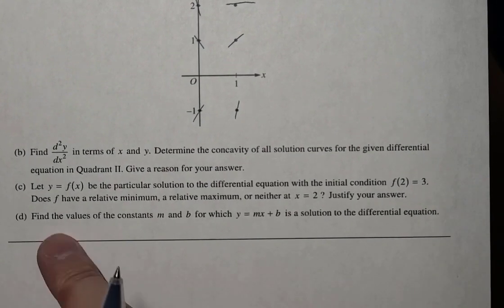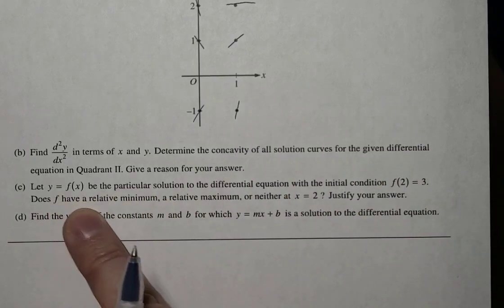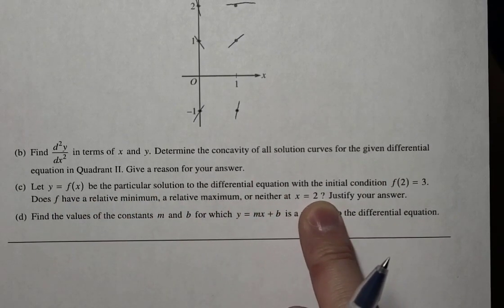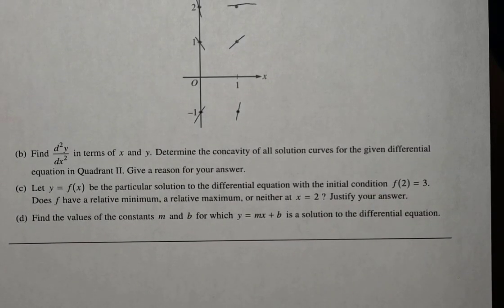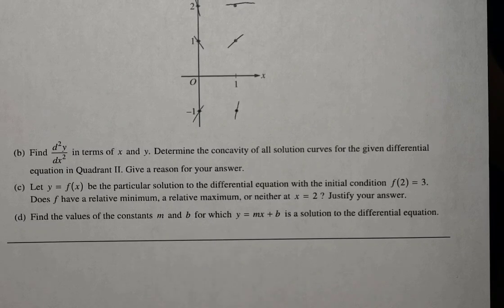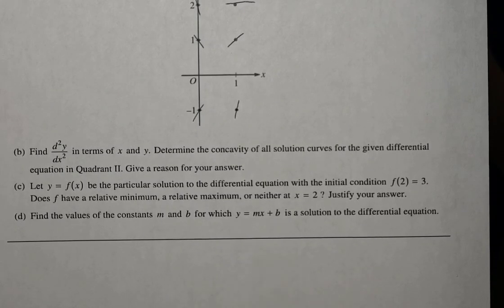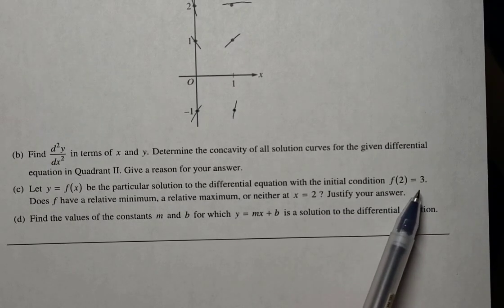All right? Let y = f(x) be a particular solution to the differential equation with initial condition f(2) = 3. Does f have a relative min, max, or neither at x = 2? Justify your answer. This is very similar to the one I filmed right before, I think it was 2016, number 4b. So we have to use the concept that if there is a max or min, the first derivative must be 0, and it must change sign, but at the bare minimum, it has to be 0. So we find the derivative at the point (2, 3). We find dy/dx at (2, 3). Okay?